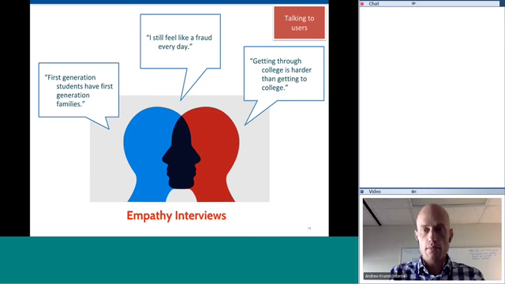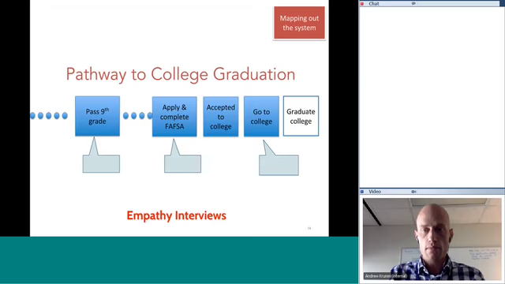So this notion that getting through college is harder than getting into college helped them reframe what they were thinking about. And "I still feel like a fraud every day" was a phrase that everyone working on this improvement effort really remembers, and it becomes a centralized force of what they're trying to solve. Another way to see the system, right? So first we have data. Second, we have the empathy interviews, going to the user. The user can help you see the system in a new light. Then you can actually start to map out the system.